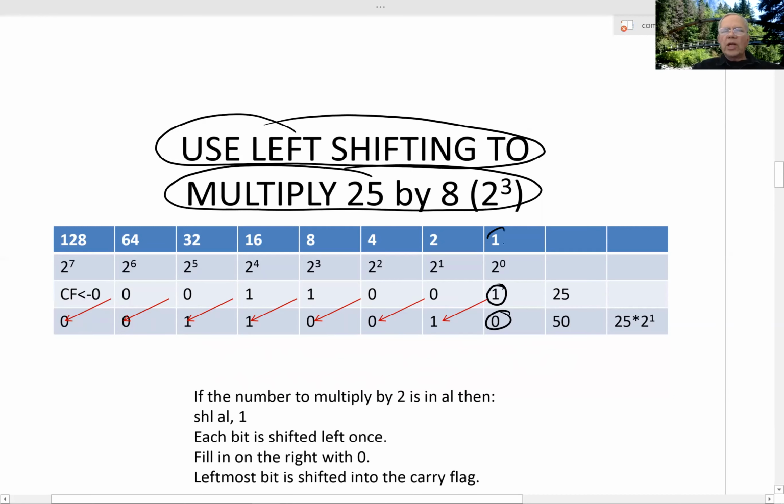1 is in the ones column, number of ones, and it gets doubled to become a 2. And this 1, which is 1/8, with each left shift becomes a 16. And this 16 becomes a 32. And we've doubled our number. So 25 after one left shift becomes 50, which is the same as 25 times 2 to the 1.